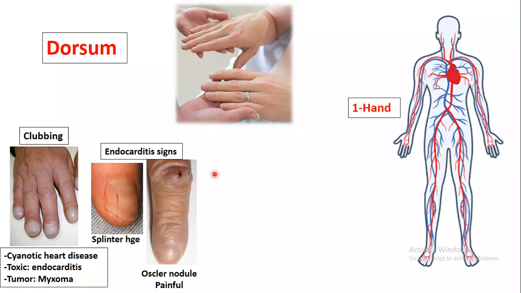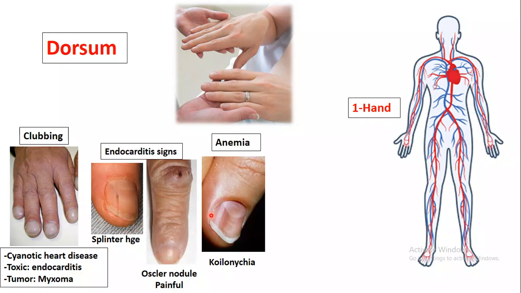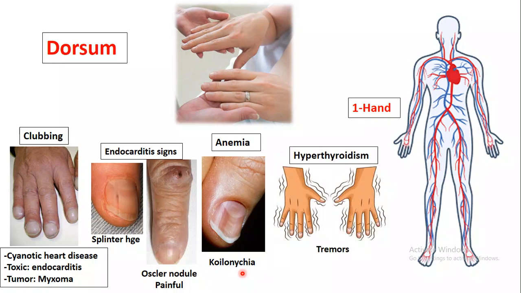Also, we are searching for signs of endocarditis, especially if our patient is presenting with fever, like splinter hemorrhage or Osler nodule, which is a painful nodule in the pulp of the finger. Looking also for precipitating factors for heart failure, like anemia, with signs varying from pallor to exaggerated findings like koilonychia or spooning of the fingernail.